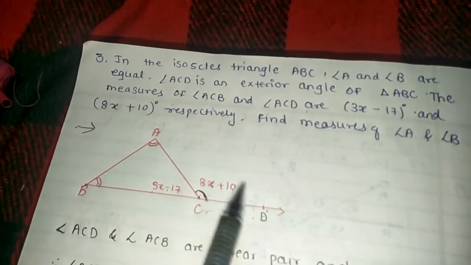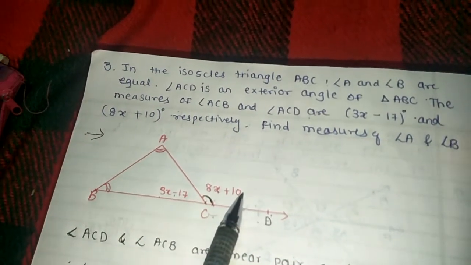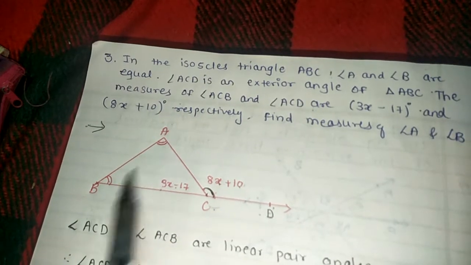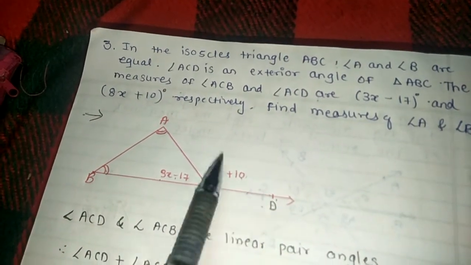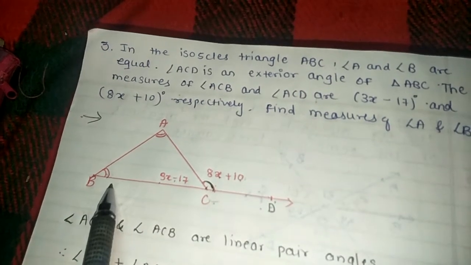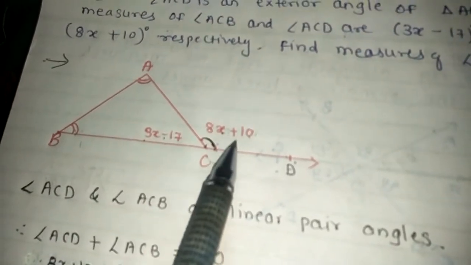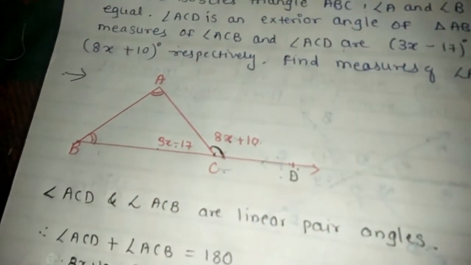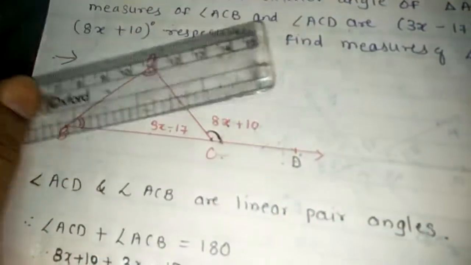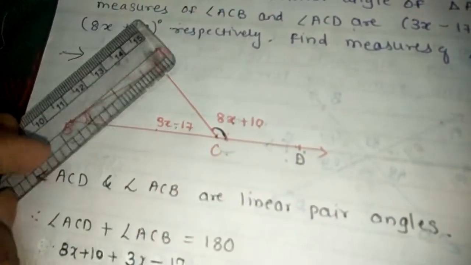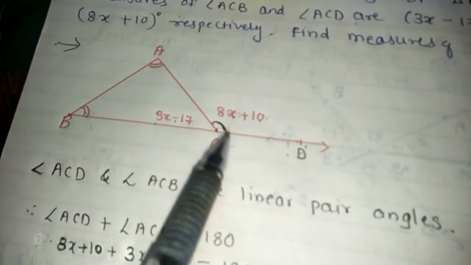So now see, if we get the measurement of this angle, meaning 8x plus 10 equals exactly how many degrees, then we can find the others, because the measure of an exterior angle is equal to the sum of its remote interior angles. So our target is to find what 8x plus 10 is equal to in degrees. If you observe the diagram, BD is the straight line and AC is the ray.